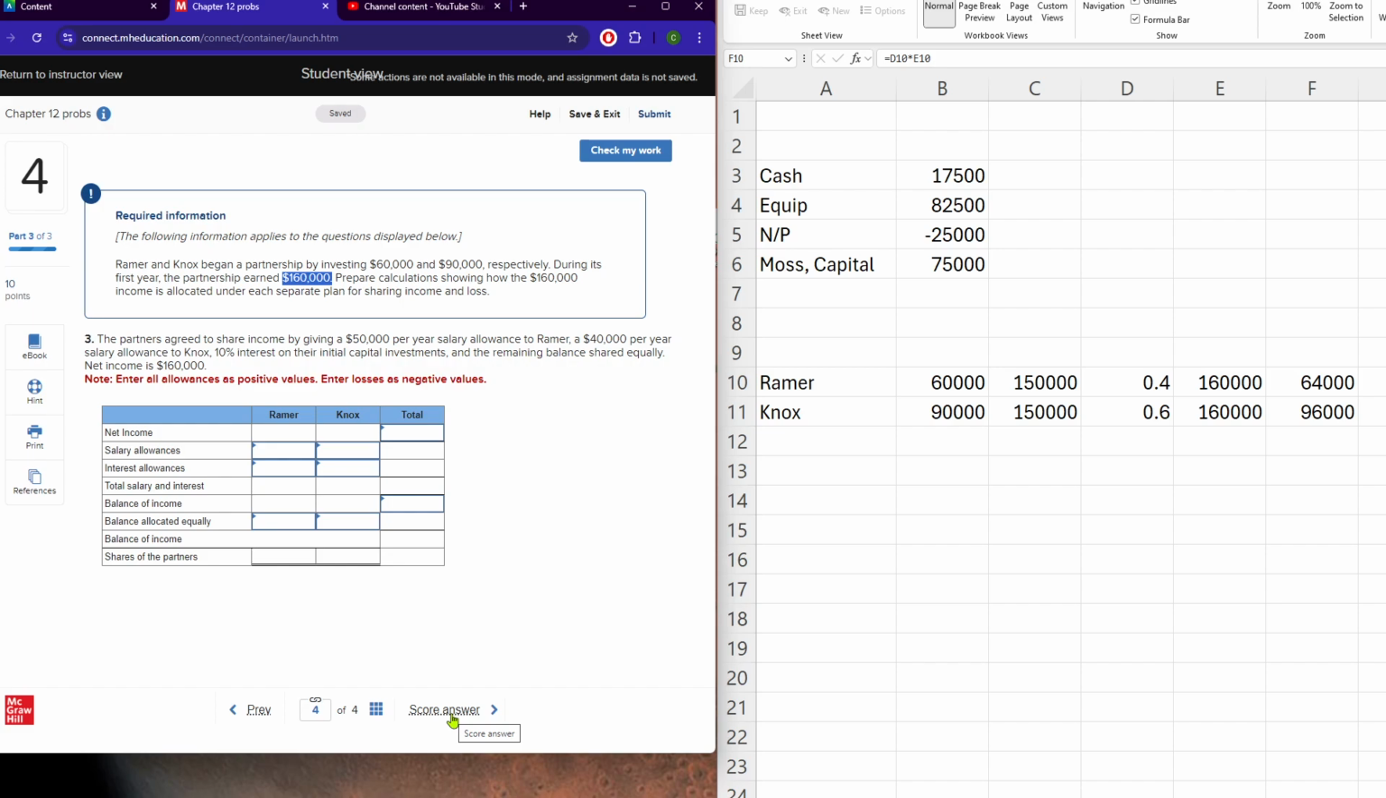And then there's that interest allowance, and it is 10% of their initial capital investment. So they're going to add that in as well. That's going to be like a return on investment for the partners. And so we got our net income here. We'll see if we need Excel for this. We might not. So there's $160,000 of income. It says here that Raymer gets $50,000 and then $40,000 for Knox.